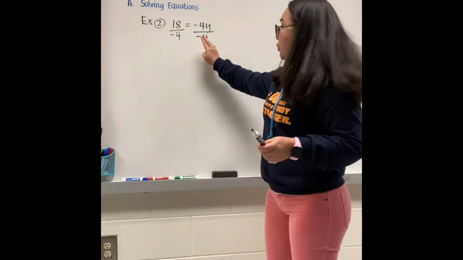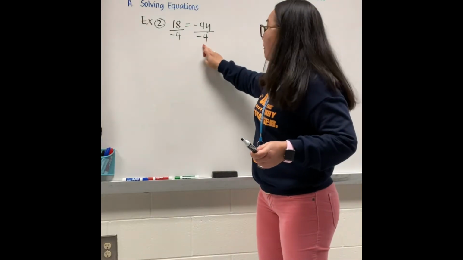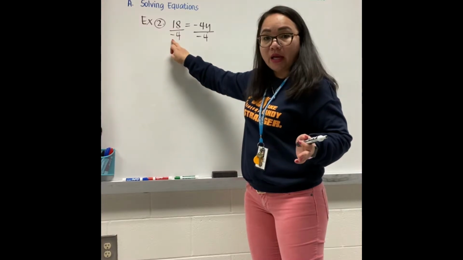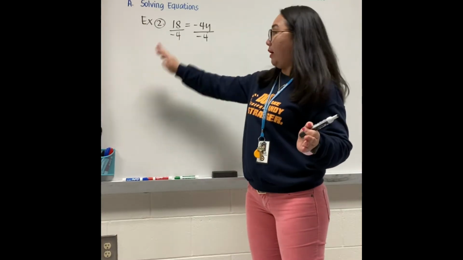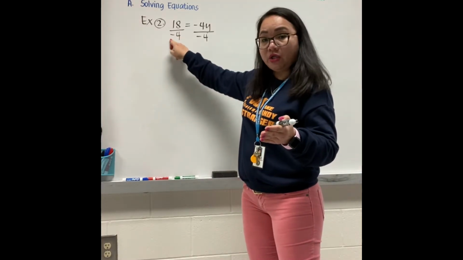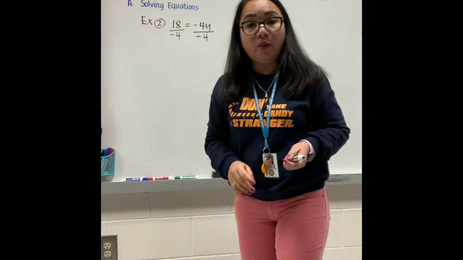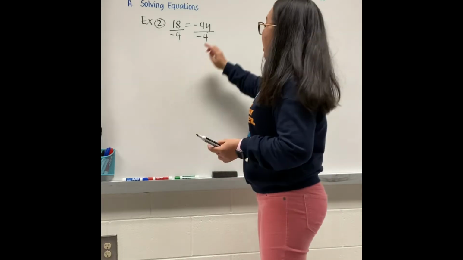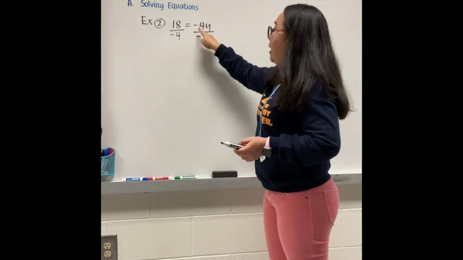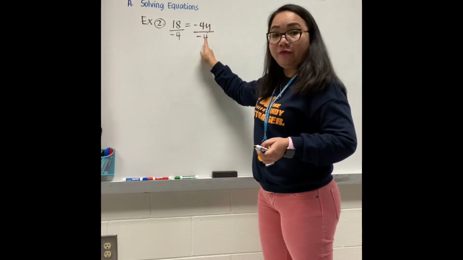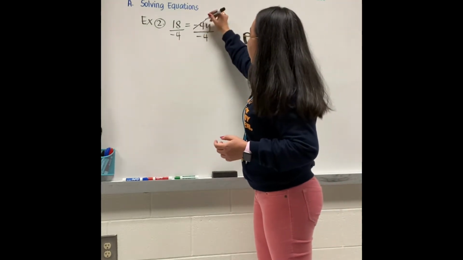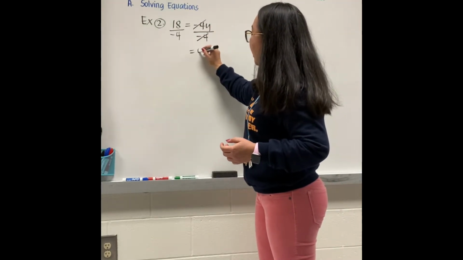Whatever you do on this side of the equation, do the same thing on the other side of the equation to make your equation balance. Now here, you divided negative 4 by negative 4, so you will just cancel this out and you will have y.